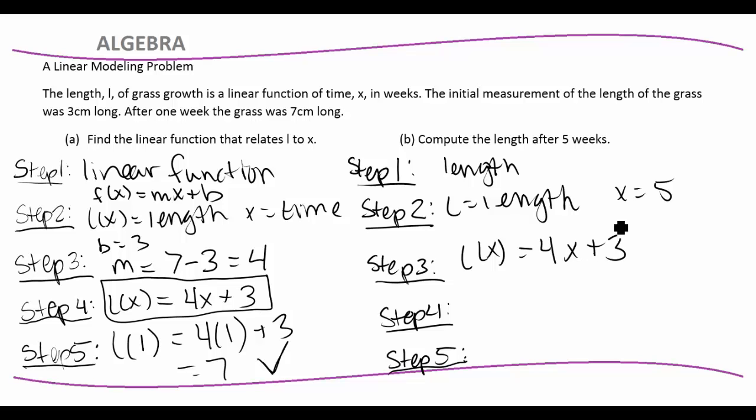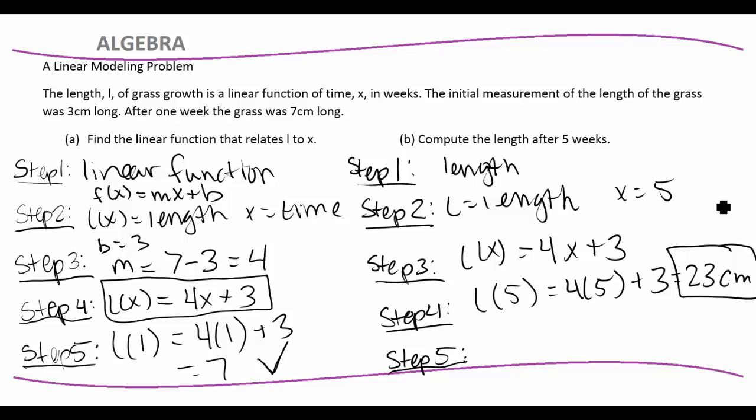And step 4, we're going to solve the function. So we have x equals 5. We're going to plug this in for our x in our function. So we'll have L of 5 equals 4 times 5 plus 3. 4 times 5 plus 3 is 23 centimeters. And this is the length after 5 weeks.